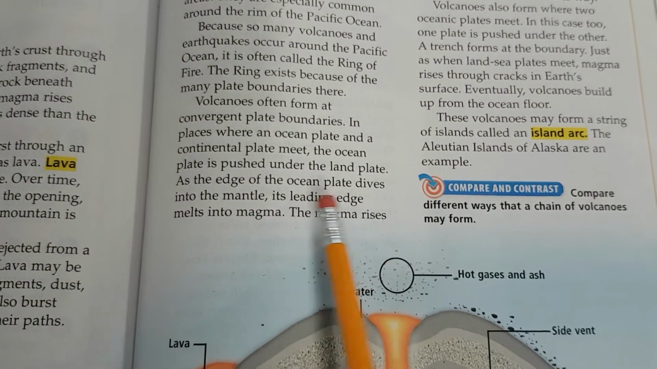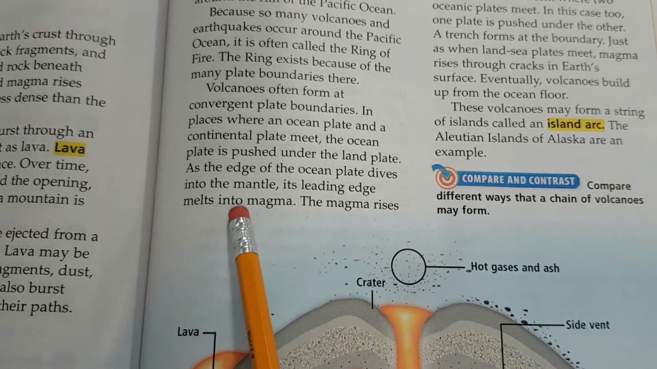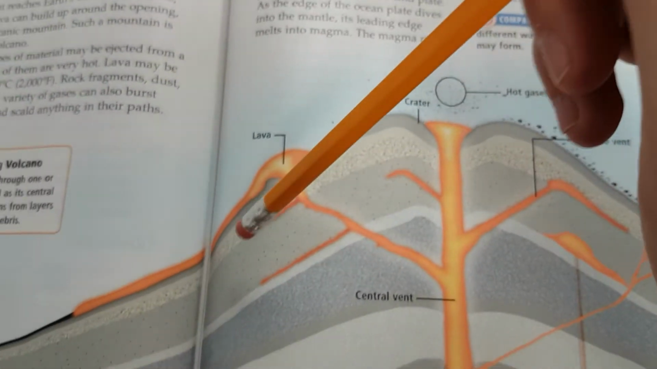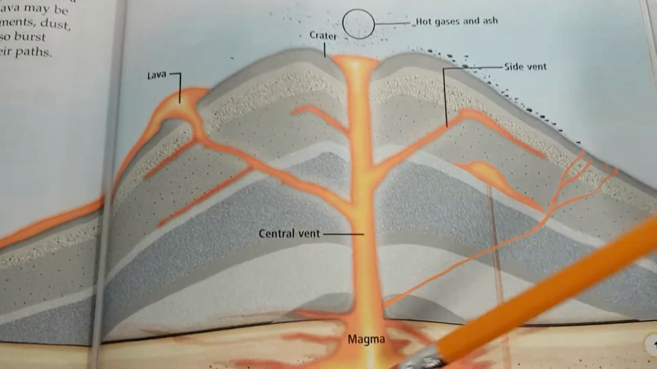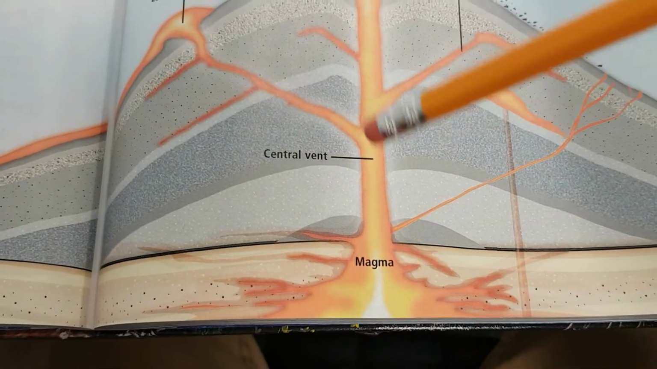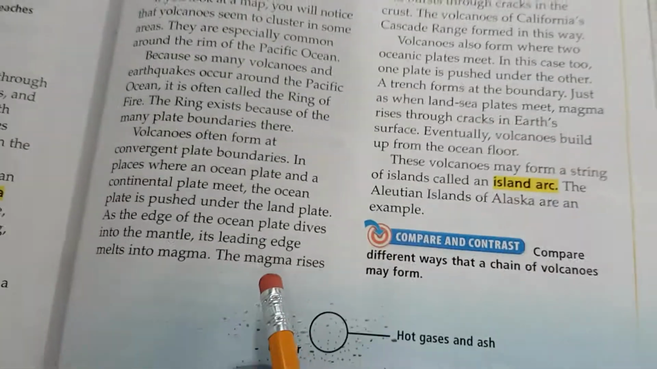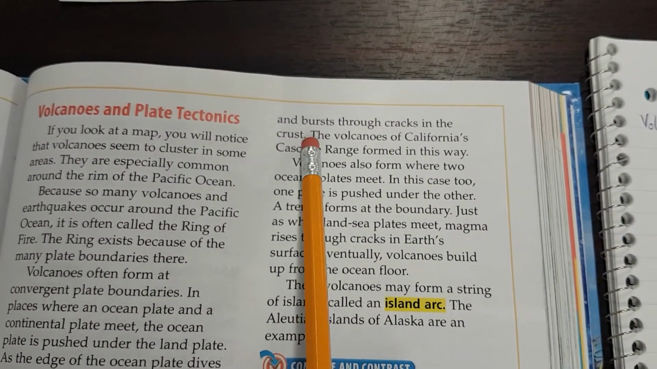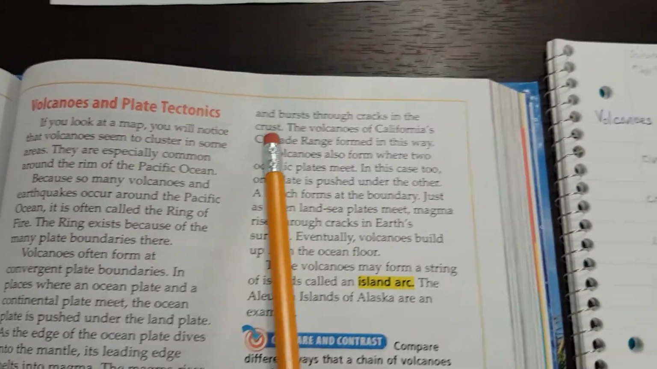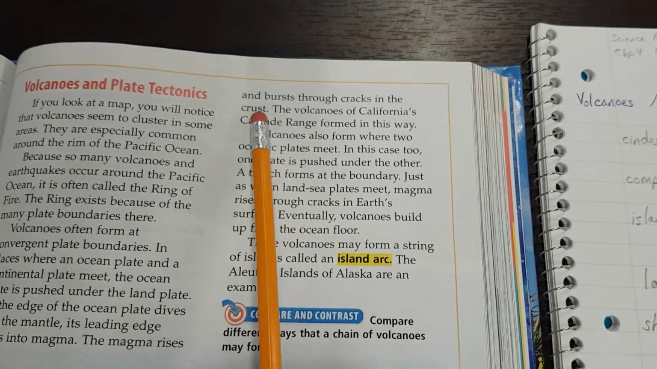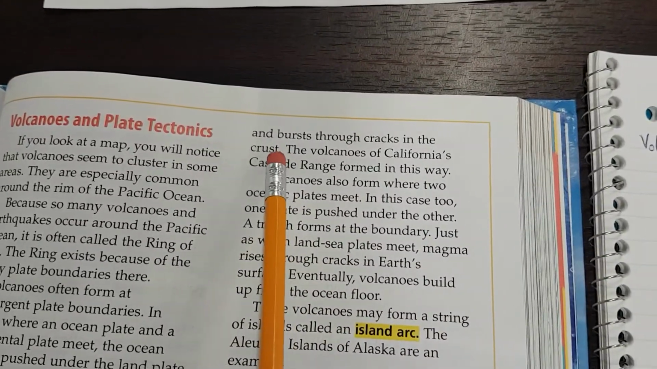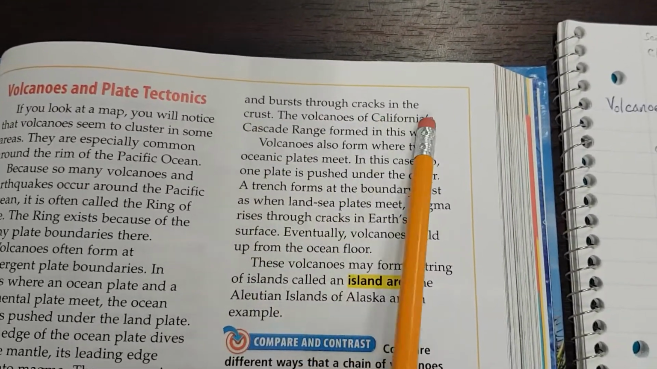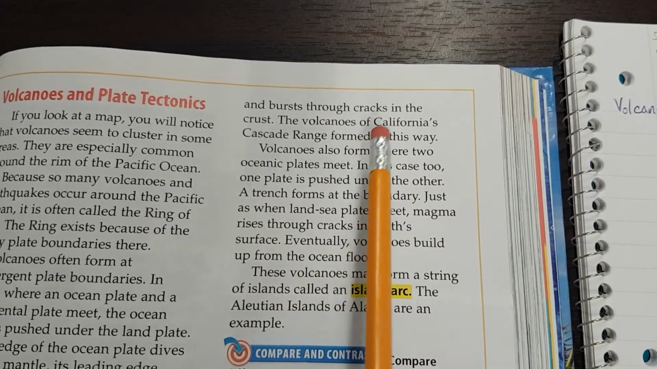As the edge of the ocean plate dives into the mantle, its leading edge melts into magma. So it's diving down, getting pushed further and further towards the hot core, and it gets melted into magma. The magma rises and bursts through cracks in the crust. The crust is not perfect, right? It has cracks in it, so some of that stuff can rise up through the cracks. The volcanoes of California's Cascade Range formed in this way.